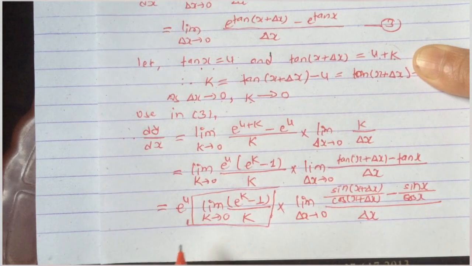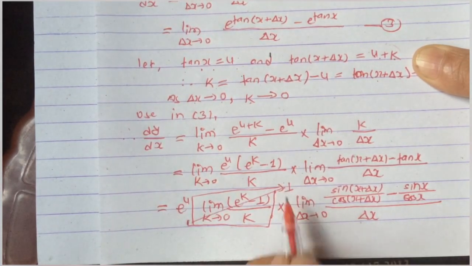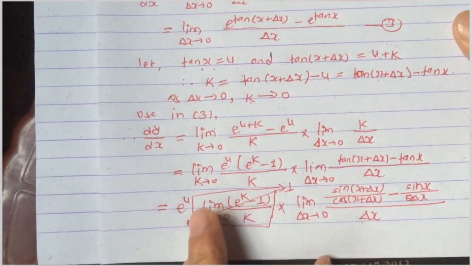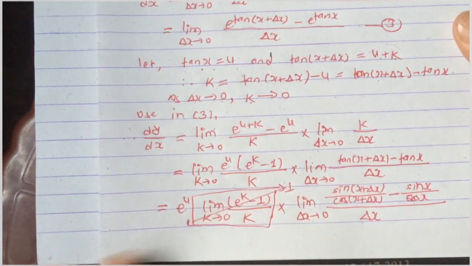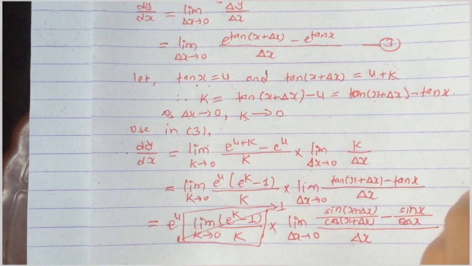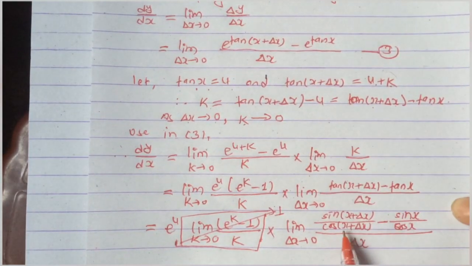This term is a standard formula for the limit of e^k minus 1 by k, and this equals 1. Let's use this value. And in these two terms, you can take the LCM, cos x and cos of (x plus del x).